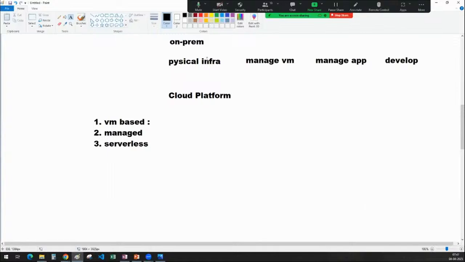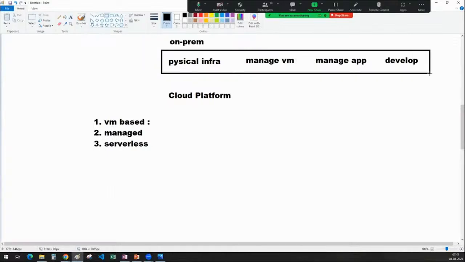So in on-premises, you as a person have to manage all of these things, guys. But if you go to the cloud platform, what is the main advantage? Let us see one by one.